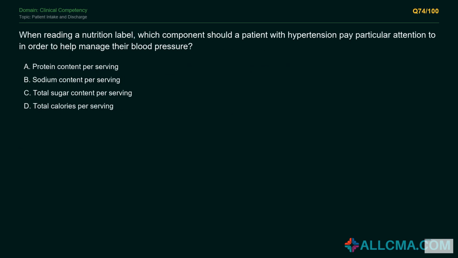Question 74. When reading a nutrition label, which component should a patient with hypertension pay particular attention to in order to help manage their blood pressure? Option A. Protein content per serving. Option B. Sodium content per serving. Option C. Total sugar content per serving. Option D. Total calories per serving.